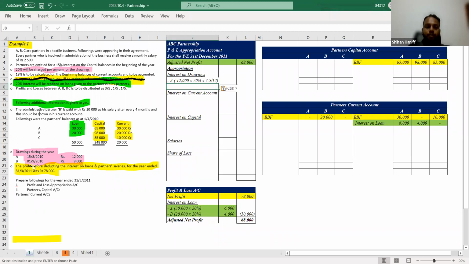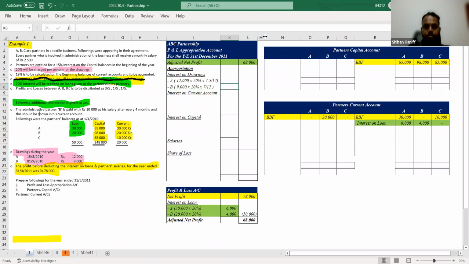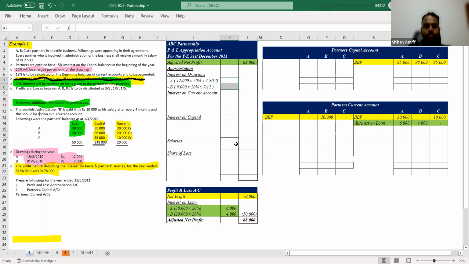B, 1st of September means September, October, November, December, Jan, Feb, March. 7 months. So get the interest. $2,550 total. 1,500 and 1,050.